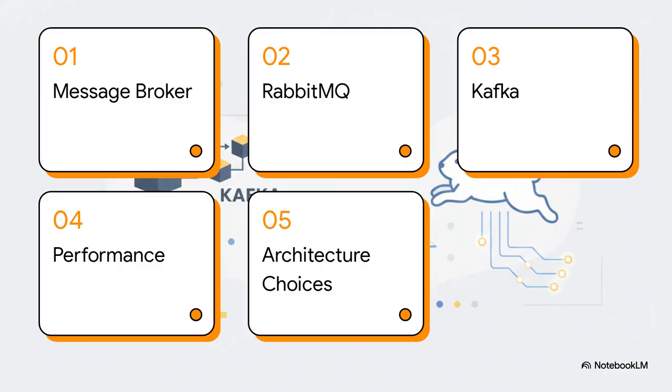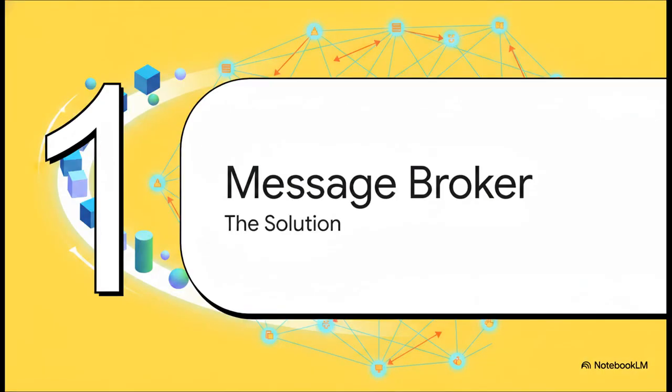Here's the game plan for our explainer today. First, we'll establish our baseline by looking at the message broker solution. Then we'll unpack the architecture of RabbitMQ, our smart router, followed by Kafka, the massive log. After that, we'll look at some hard data in a performance head-to-head. And finally, we'll break down real-world architecture choices so you know exactly which tool to use. All right, kicking things off with Section 1, the message broker solution.